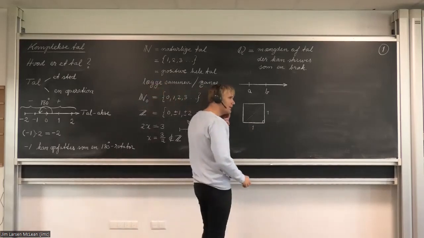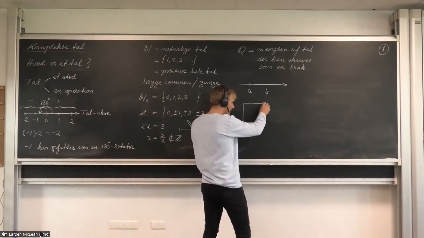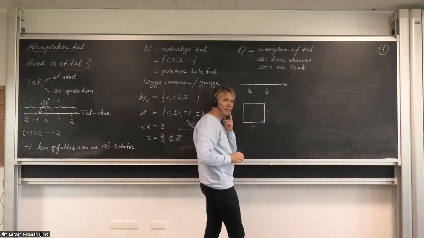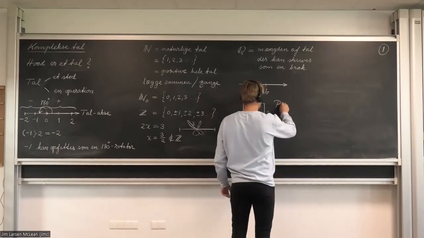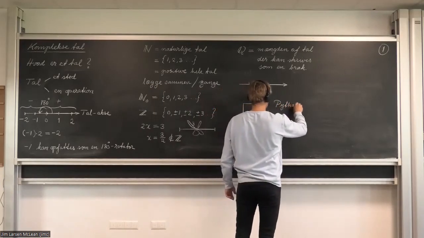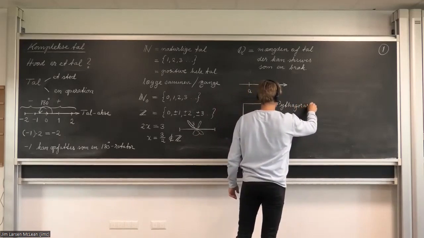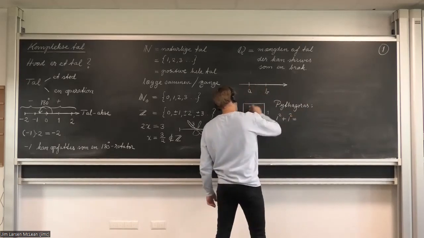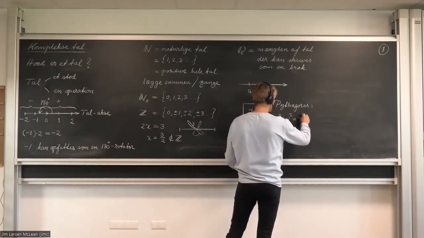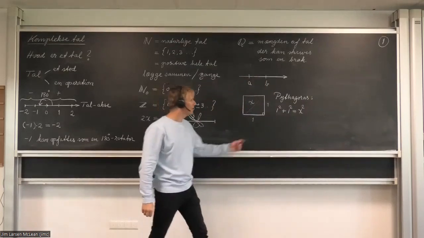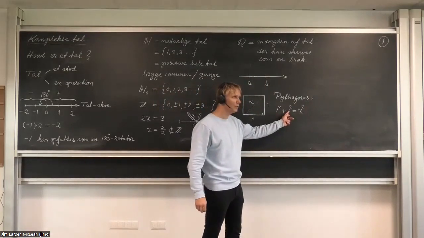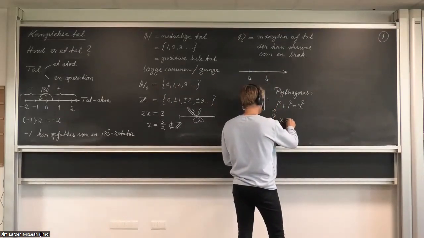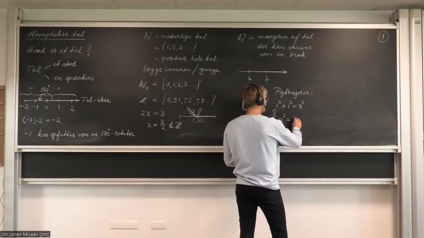Then an old Greek mathematician said that if you have a right triangle, then one leg squared plus the other leg squared gives the hypotenuse squared. So Pythagoras says this. One squared plus 1 squared equals the side you want to find, which I'll call x squared. But here is 1 and here is 1. That makes 2 together. So to find x, you need to find a number that squared gives 2.